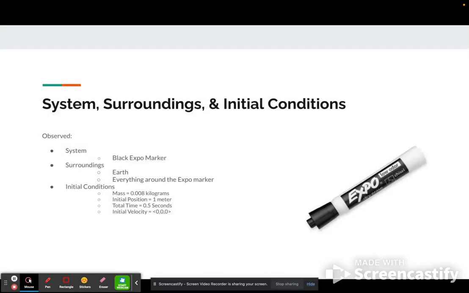Our system, surroundings, and initial conditions. Our system is the black expo marker. The surroundings of that expo marker are the Earth and everything around the expo marker. The initial conditions are that the mass is 0.008 kilograms. The initial position is 1 meter. Total time is half a second. And the initial velocity is 0.